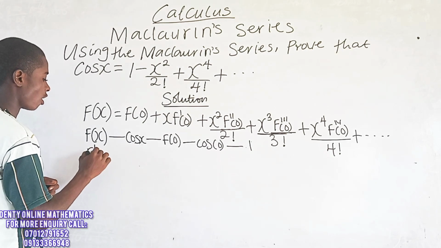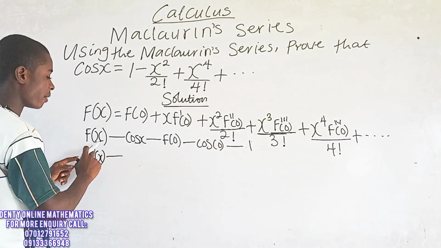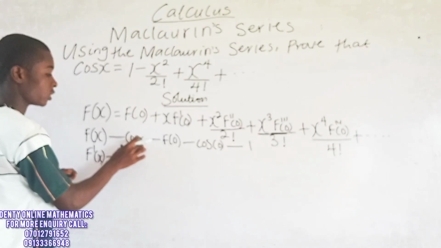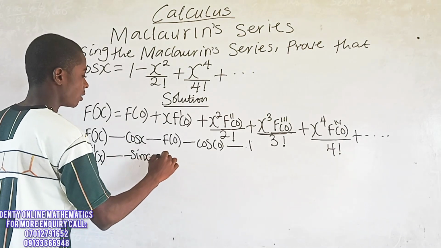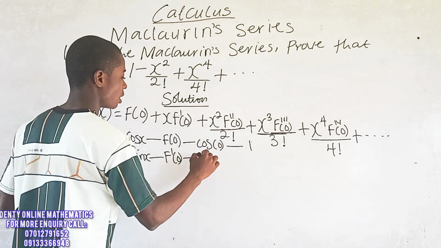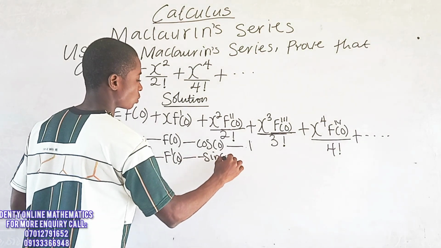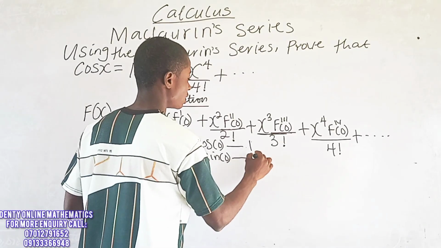Now we go again. F prime of x will give us, if we differentiate, remember f prime is the first derivative, so if we differentiate cos x, we are going to have minus sine x. Now f prime of 0 will give us minus sine 0, and remember, sine 0 is 0. So minus sine 0 is still the same thing as 0.